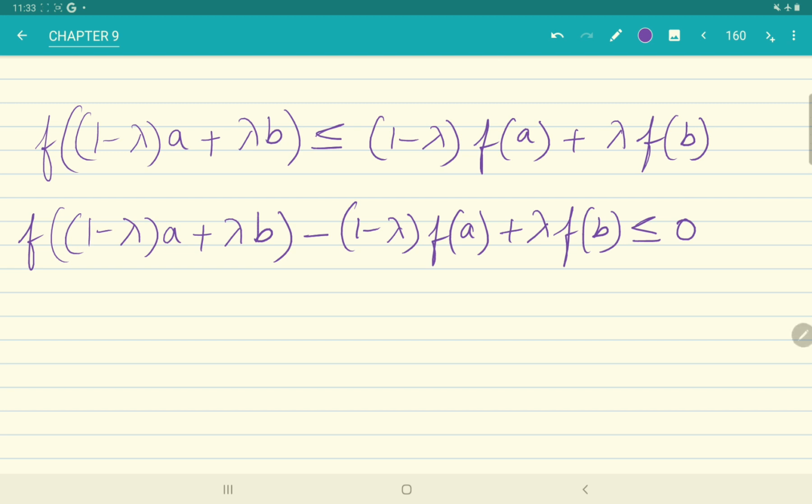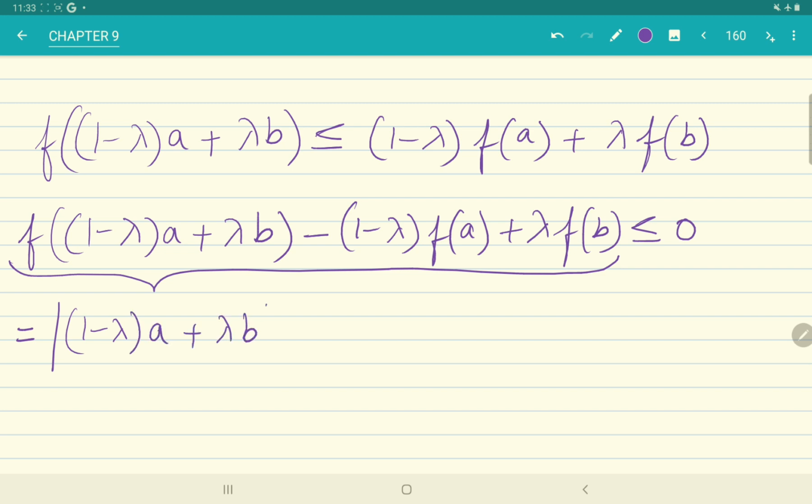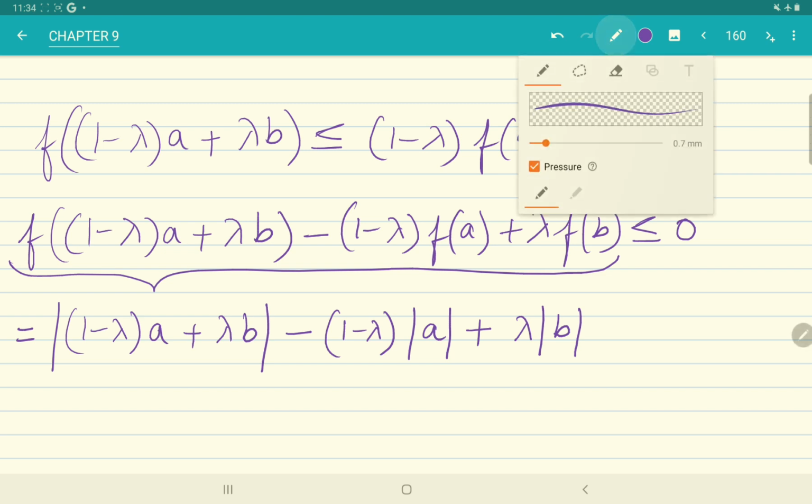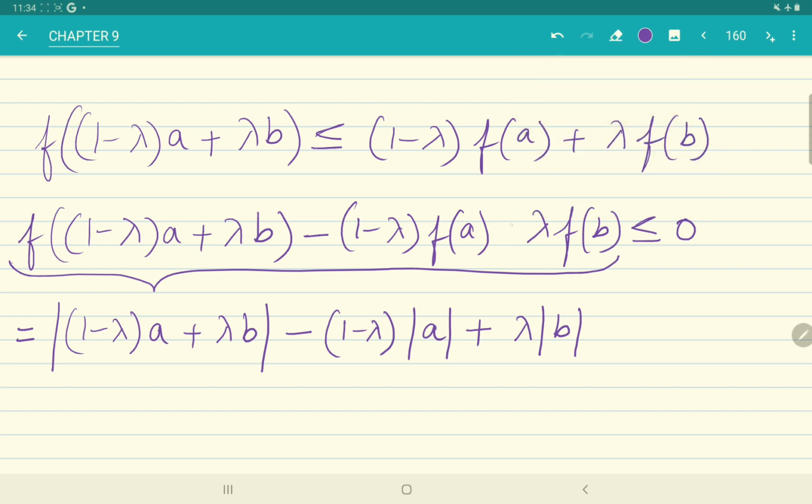Now, our case is f of x is equal to mod x. So, let's take up this, and this is in fact equal to mod of (1 minus lambda) a plus lambda b, minus (1 minus lambda) mod a plus lambda mod b. In fact, I should write this, I think I've made a mistake. So it should be this, and the same thing applies here.